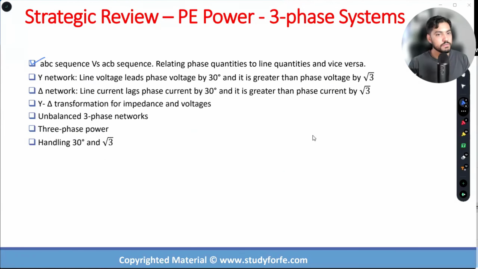Pitfalls. ABC sequence versus ACB sequence, right? So in ABC sequence, you have phase A, phase B, and phase C. And ACB sequence, you have phase A, phase C, and phase B. It makes all the difference, okay? You do not have a voltage VBA in the positive sequence, and you do not have the voltage VAB in the negative sequence. And there are practical implications to this, okay? In terms of symmetrical components, balance systems, fault analysis, even in protection and control, if you get the sequence wrong, you can have nuisance tripping.